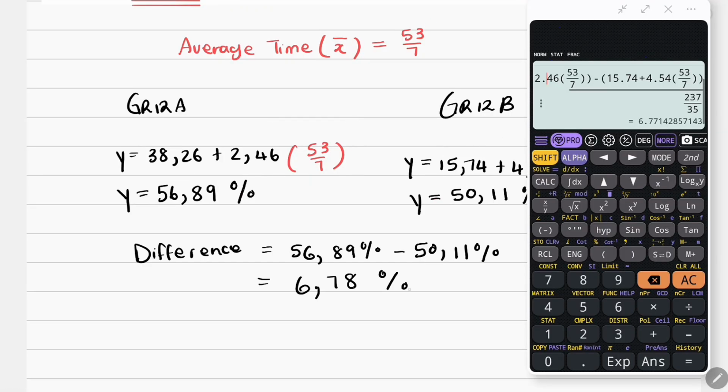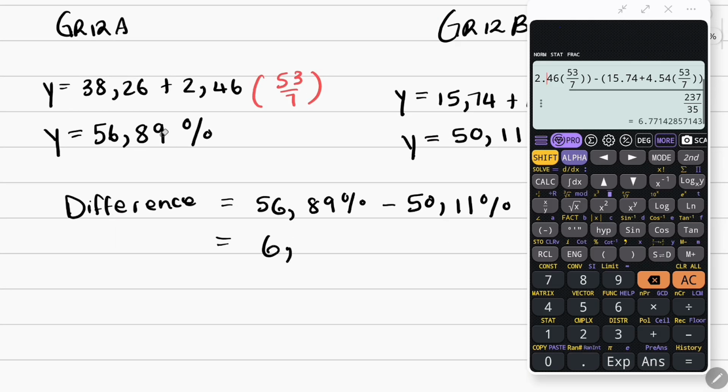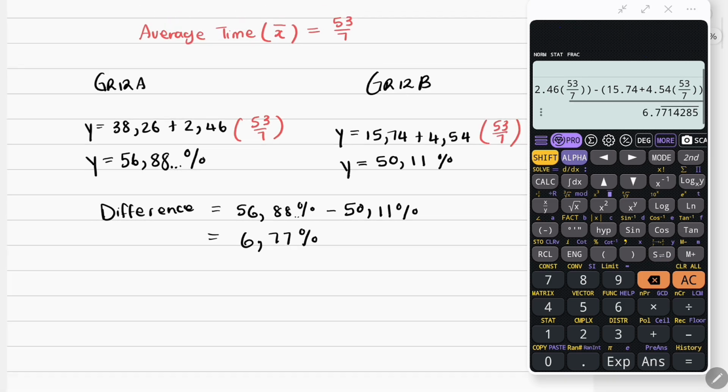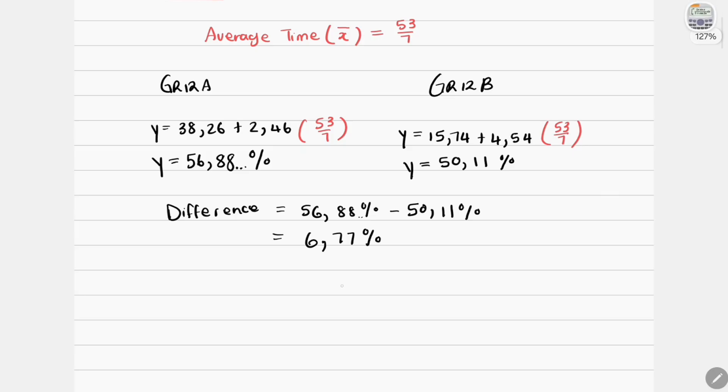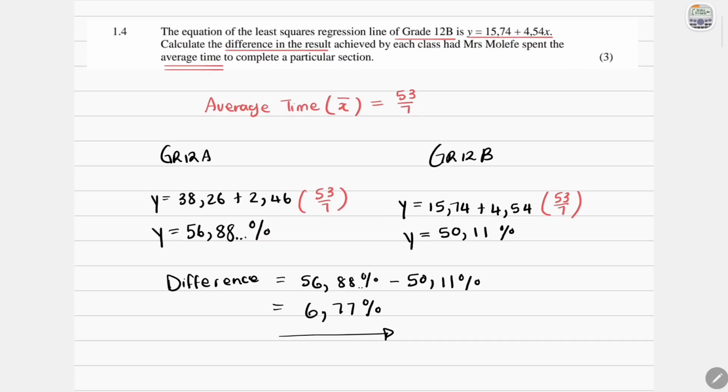I see that the rounding actually affected it. So let's just say we didn't round off. You would have to leave that as the 8, and then it kept going. So let's just leave it like this. That's going to be 6.77%, and that would be the exact answer if we didn't round off and only rounded off at the end. Okay, so that is it for question 1.4. Moving on to the next question.